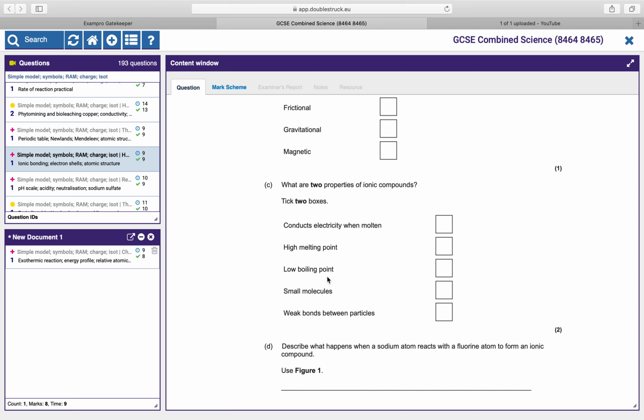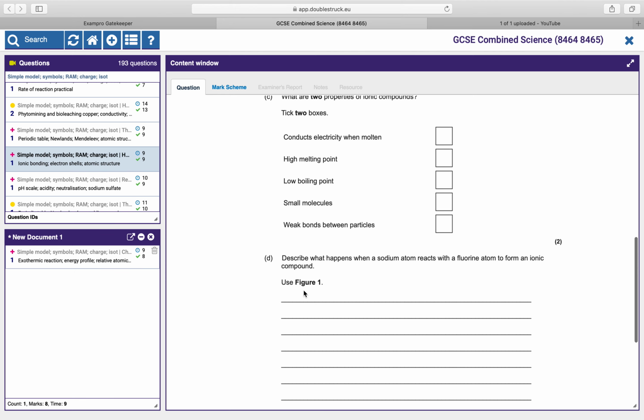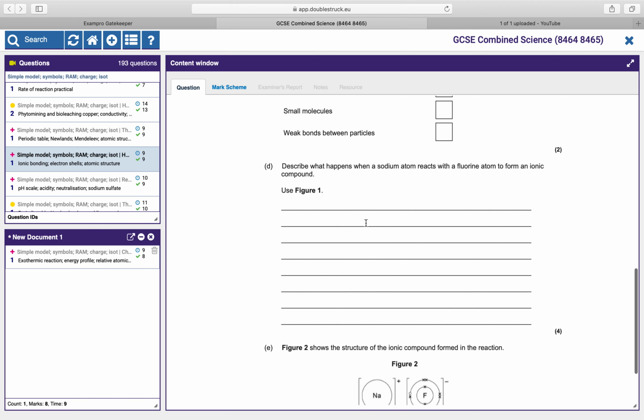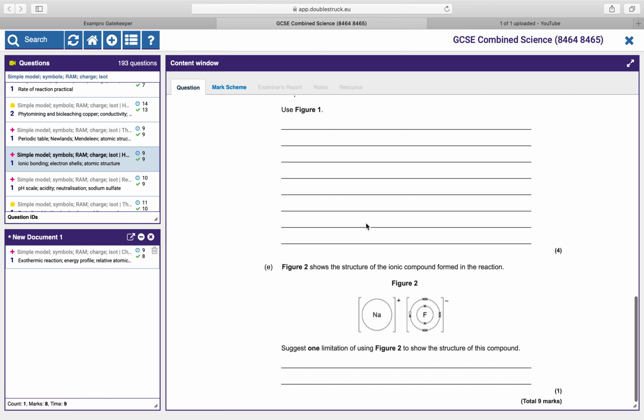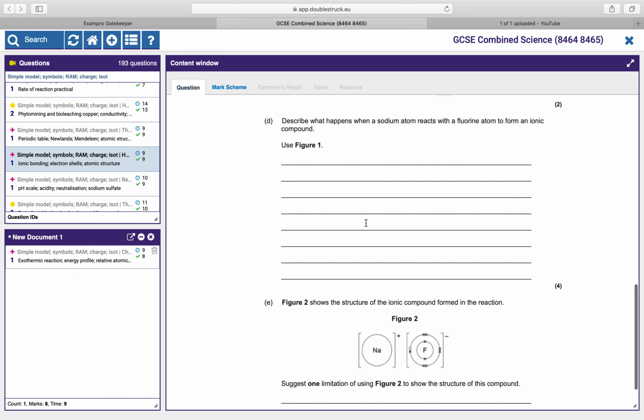Low boiling point, so that's wrong. Small molecules, that's wrong as well, because if you have a look at sodium chloride, they're giant crystal structures. And weak bonds between particles, that's not true. Electrostatic attractions are really strong.